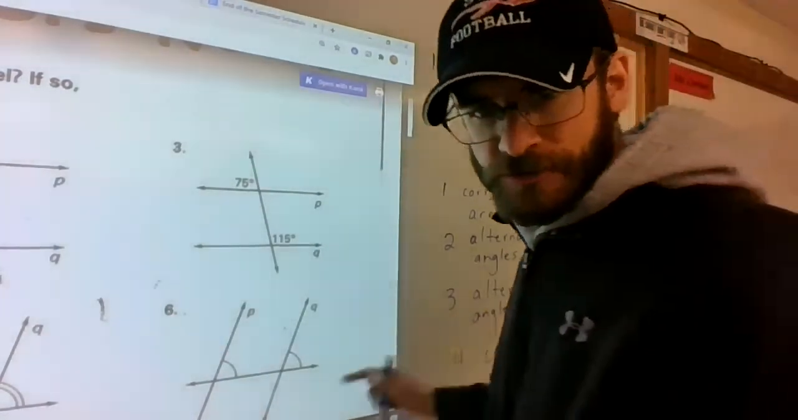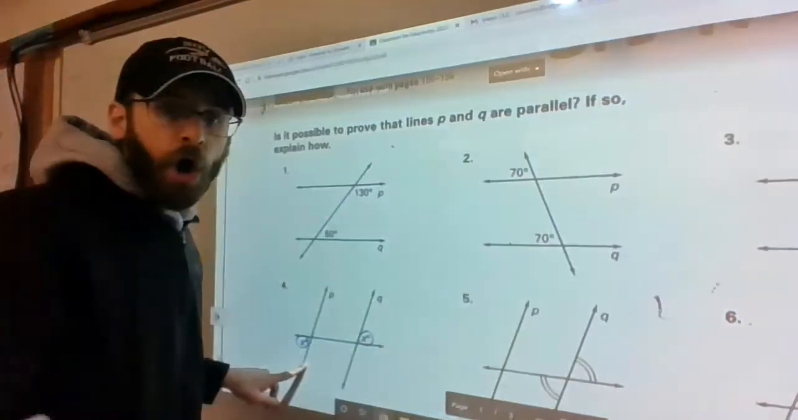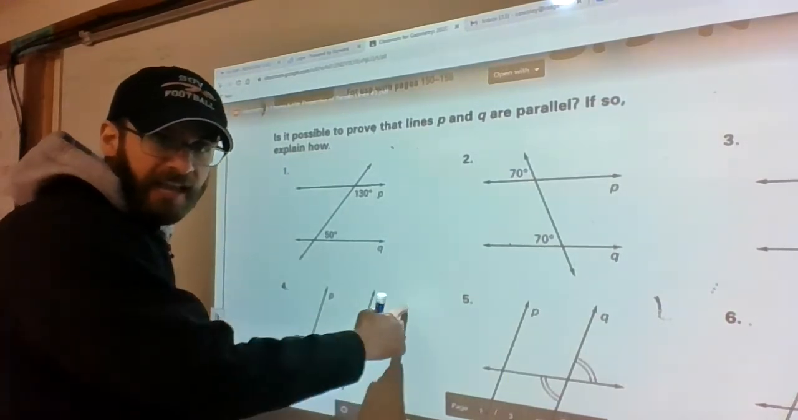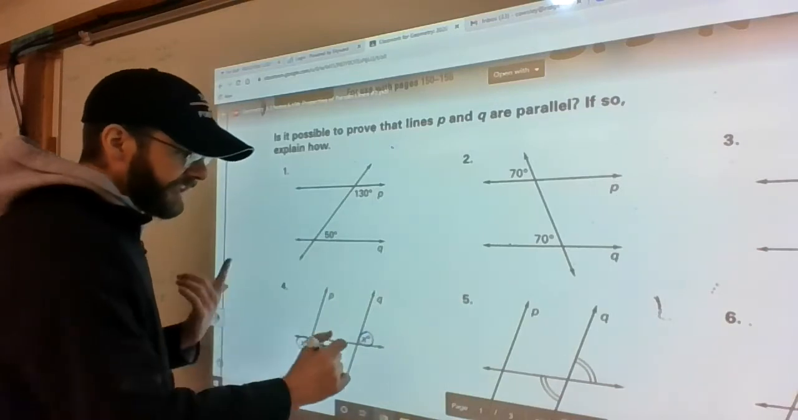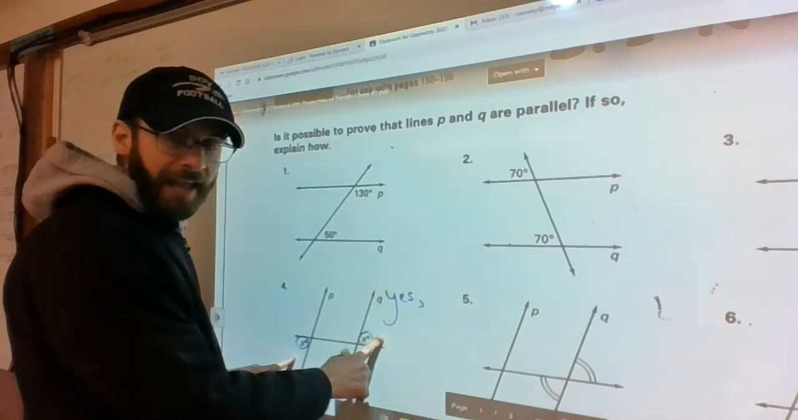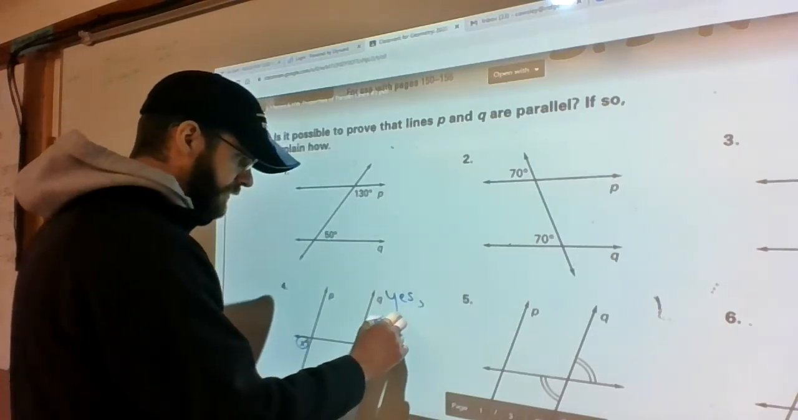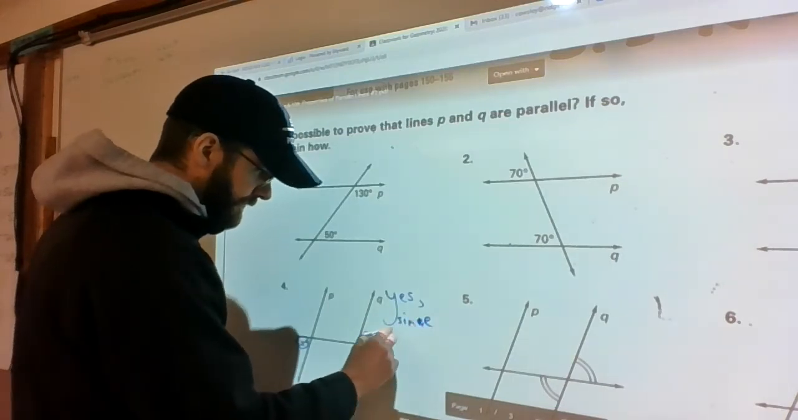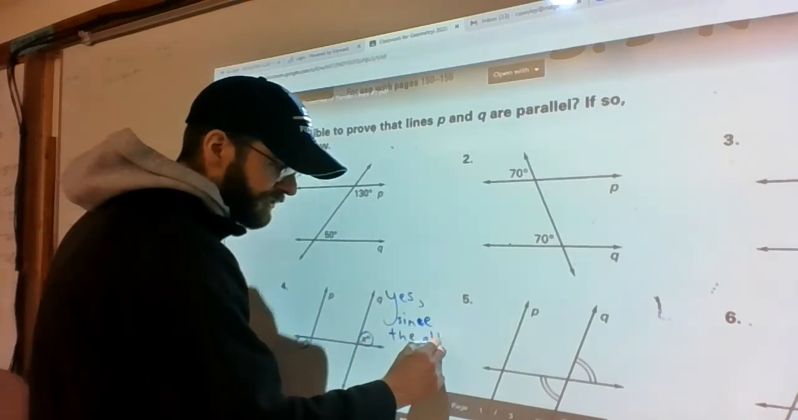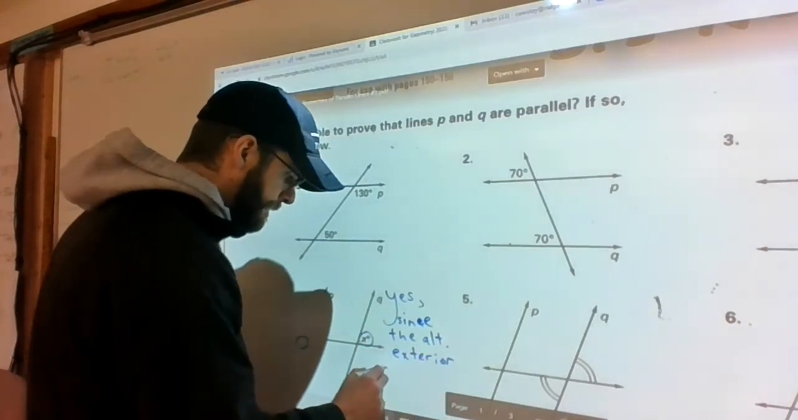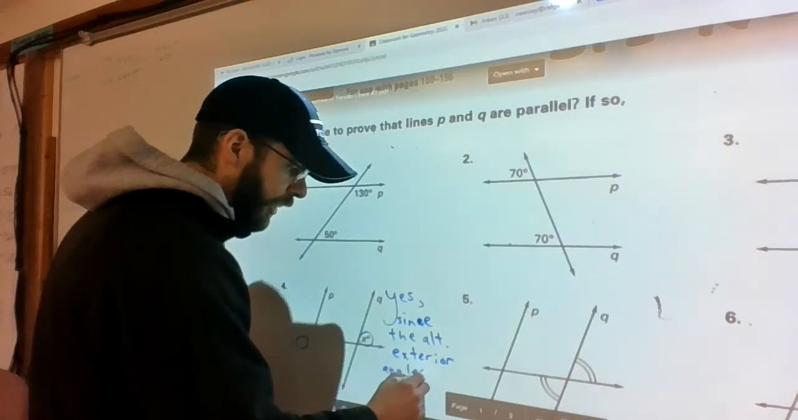Alternate exterior angles. These right here, they're exterior, they're outside the parallel lines, and they're catty corner. Yes, they're parallel because the 2 alternate exterior angles are congruent. Since, I'll use an abbreviation, alt exterior angles are congruent.